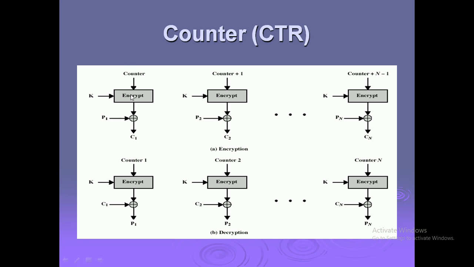This is the encryption. This is the counter, we encrypt it by using the key. The output of this encryption is XORed with the plain text P1, and we get a ciphertext C1. And the next counter is incremented by 1, and this is encrypted by key K. The output is XORed with the plain text P2. We get C2, and so on. And this is the decryption process. Here the counter 1 is encrypted by using key K. The output is XORed with the ciphertext C1 and we get the plain text P1 again.